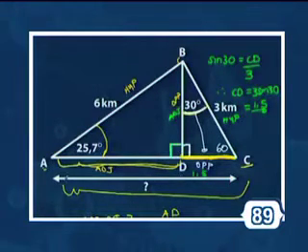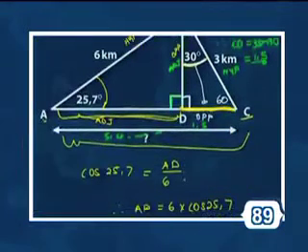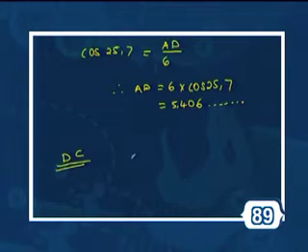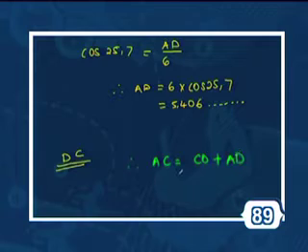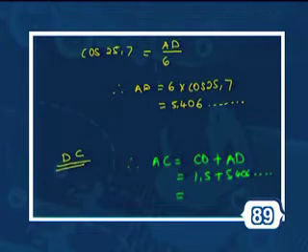We've already worked out the length of AD in the previous part as 5,4 and some other decimal places. So therefore, in order to get the length of AC, which is his distance from his starting point, all I have to do is add AD and CD together. So therefore, AC is going to be equal to CD plus AD. So that's going to be 1,5 plus 5,406 and so on decimal places.